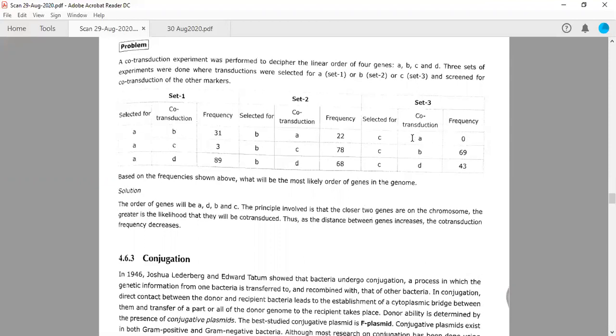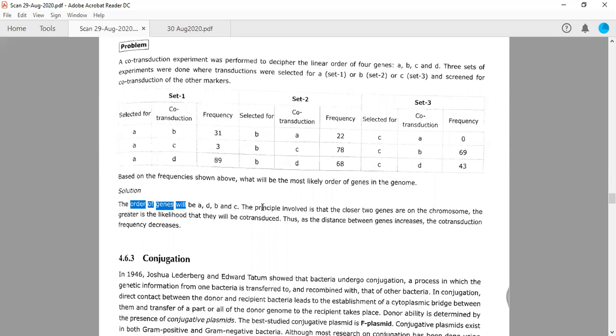Then you can say, okay, A and C are very distant, so they are not able to show co-transduction at all. Then you will find the order of genes depending upon the experimental data generated by counting the number of cells showing the phenotype of genes, either A or C, A or D. Because A and D are very close, they show high frequency, so you will put A and D together, so the order will be A, D, B, and C.